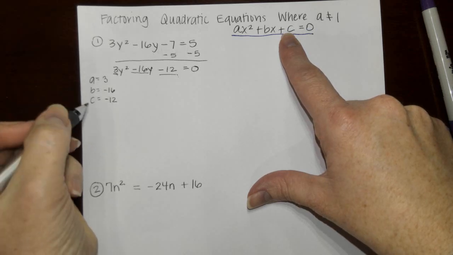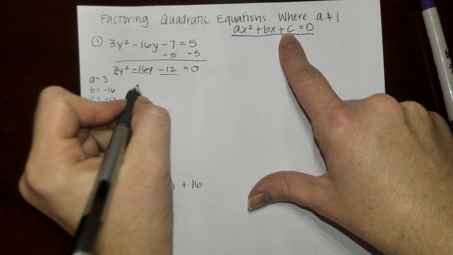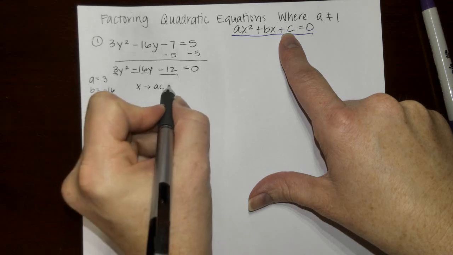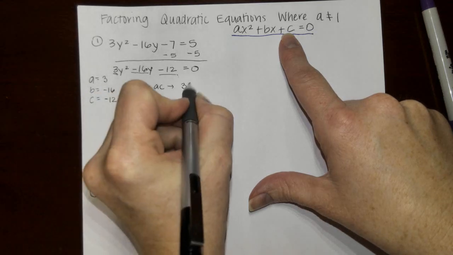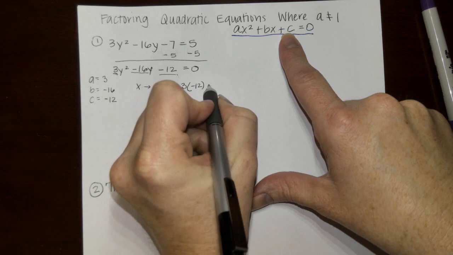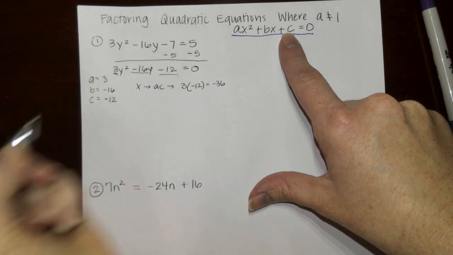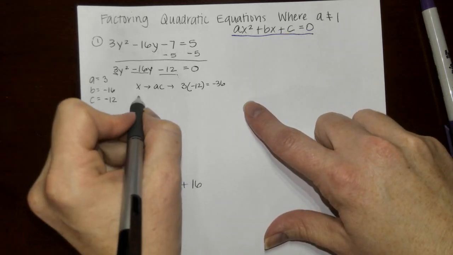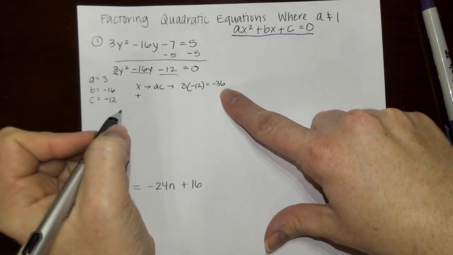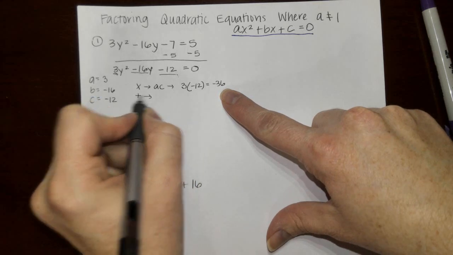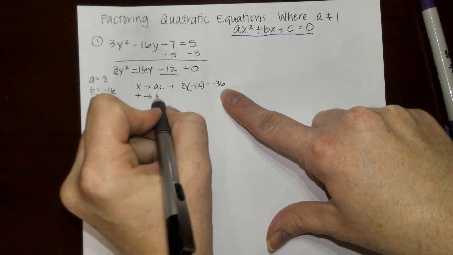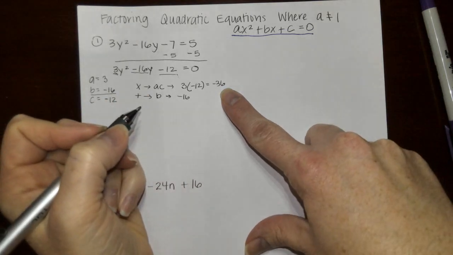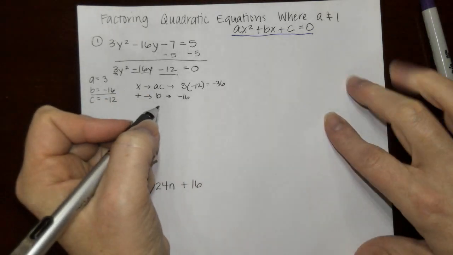So now, because our coefficient is something other than 1, we're going to multiply a and c together. So I'm going to multiply a times c. That's 3 times negative 12, which gives me negative 36. Then I need to find what factors of that negative 36 are going to add to give me b, which is negative 16. So then I start thinking about my factors of negative 36.